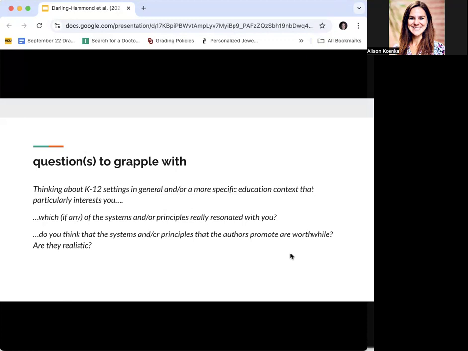So I want you to think about K-12 settings in general, or a more specific education context, including ones for learners or other learning populations that are not within that K-12 context. Thinking about K-12 settings in general, or any more specific education context that particularly interests you, I want you to think about which, if any, of the systems and or principles really resonated with you and why. And also, do you think that the systems and or the principles that the authors promote are worthwhile? And also, do you think that they're realistic?